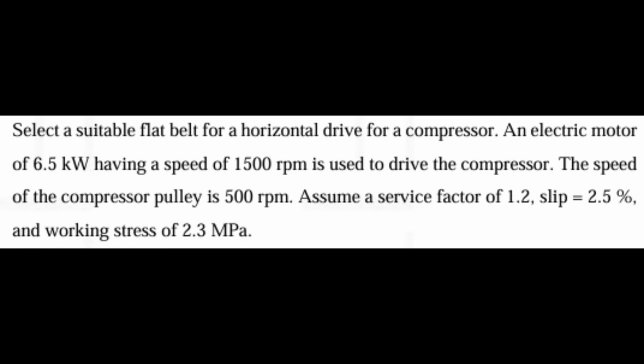So you have to select a suitable flat belt for horizontal drive for a compressor. We have an electric motor having a power of 6.5 kilowatt, and it's running at a speed of 1500 rpm. This motor is driving the compressor, and we say this compressor should have some pulley. That's a way of transmission.